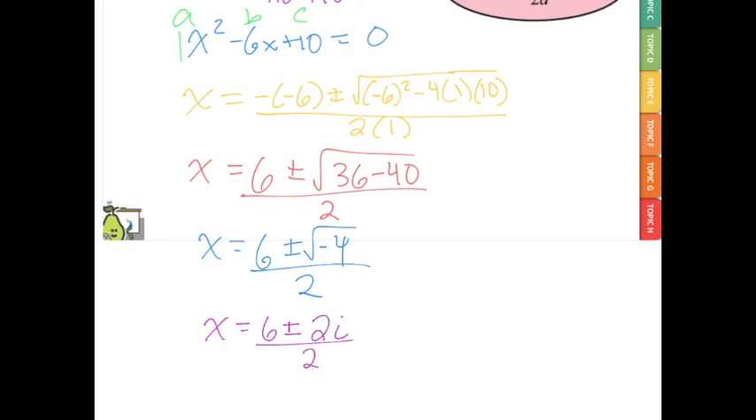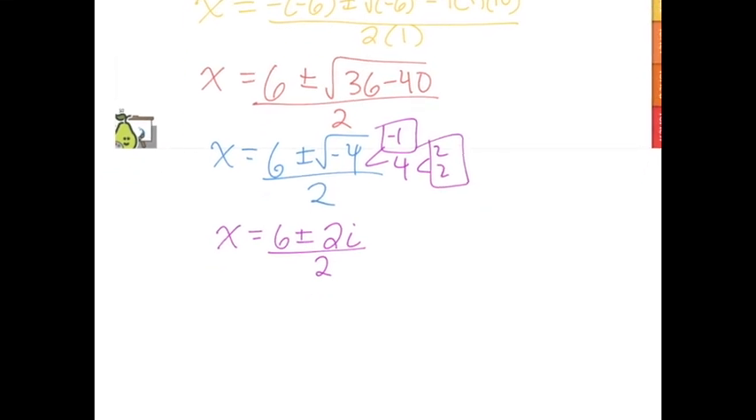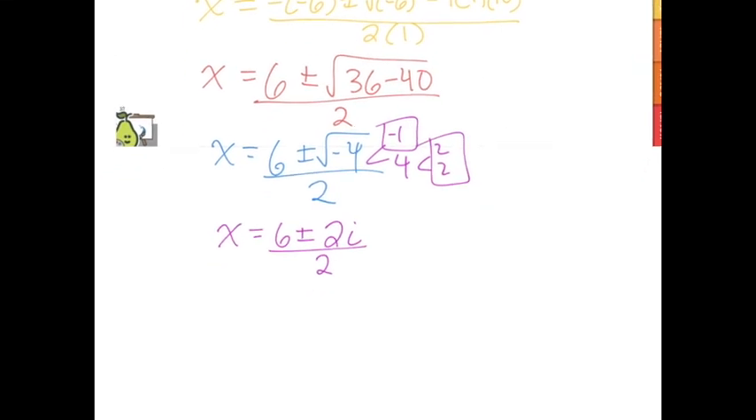So we talked about this last class with our complex numbers. You could still break this down. I like to call it -1 and then the 2 and the 2. Those guys pull out to be a 2. This guy pulls out to be an i. So we have 6 plus or minus 2i. But again, we've got this problem where all 3 of those could divide by 2. So let's go ahead and divide them by 2.